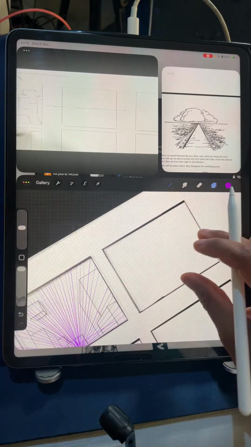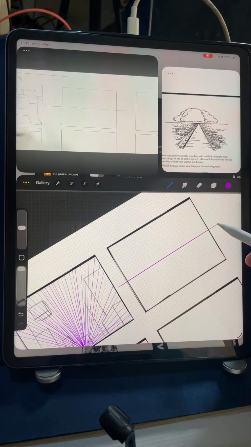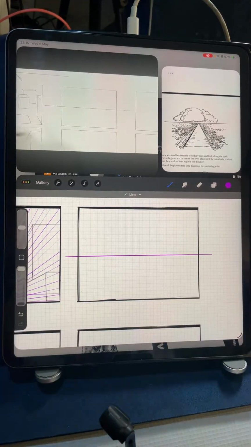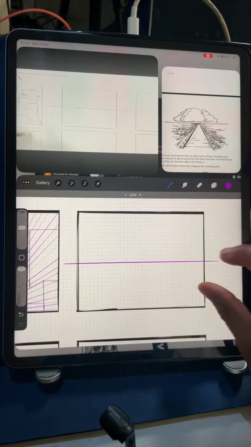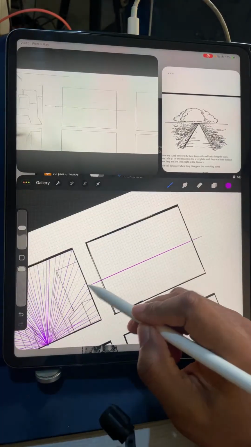Let me catch up. I'm just trying to sort my own situation out. I don't have a ruler, so I'm just going to walk like this. All right, let's see. Vanishing point is outside of the canvas.